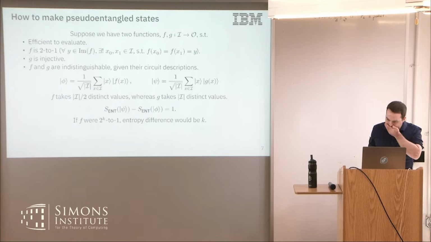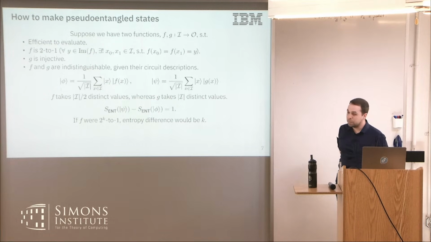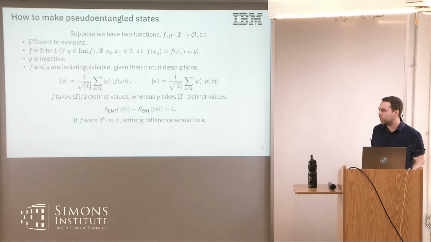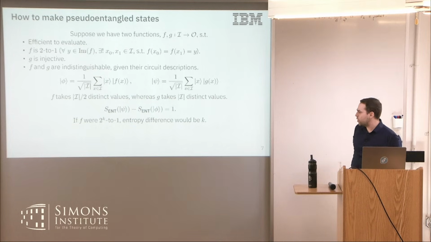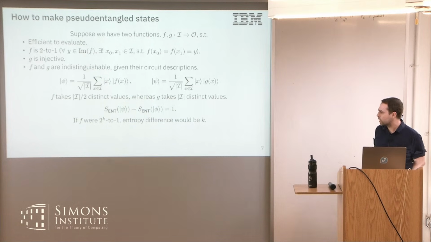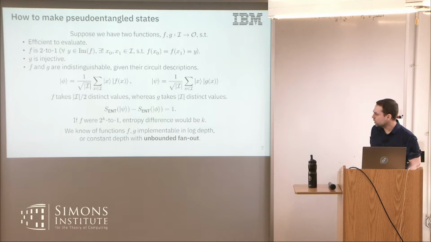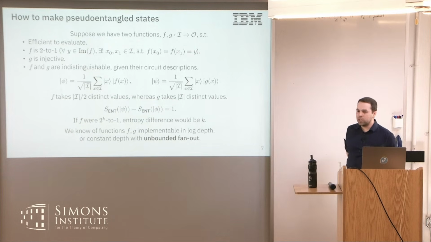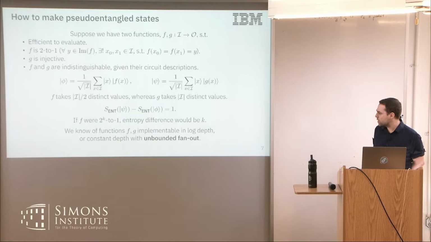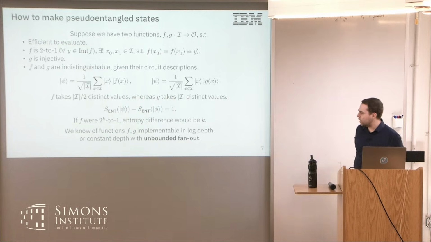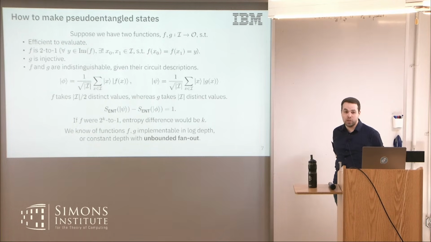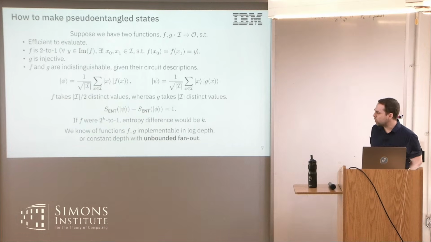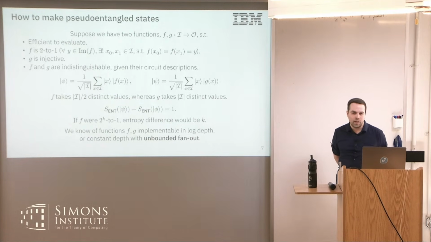And of course, if f were many to 1, like let's say it's a 2 to the k to 1 function, then the entropy difference would be k instead of just 1. And we know how to come up with such functions. Except that the constructions that were known prior to this work were functions that you could implement with logarithmic depth classical circuits, or constant depth circuits, but with unbounded fan-out.